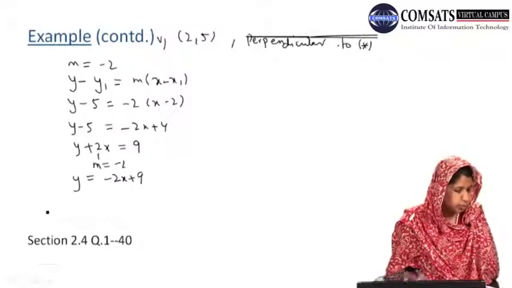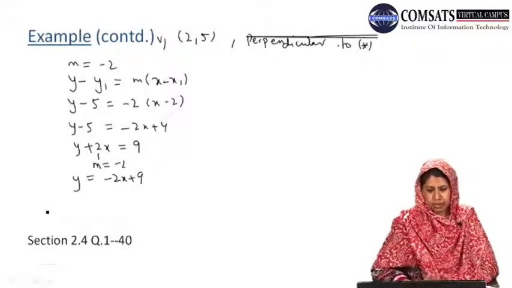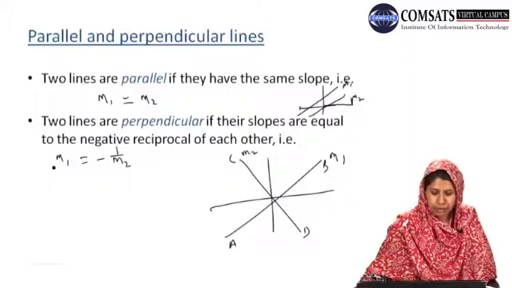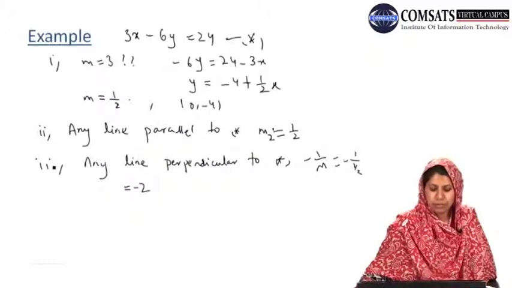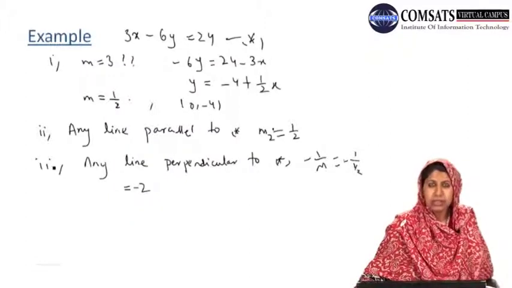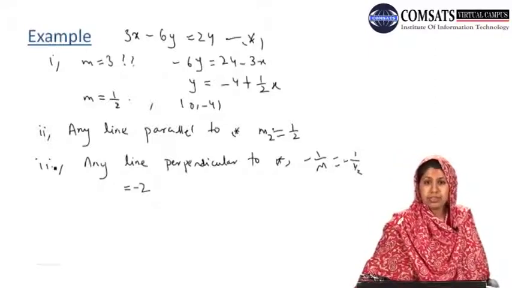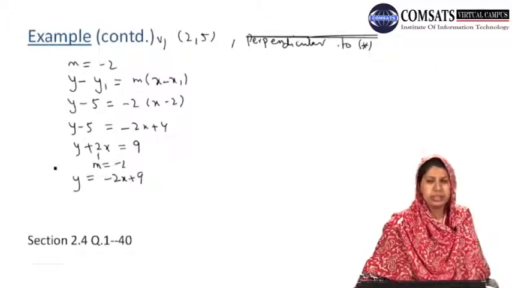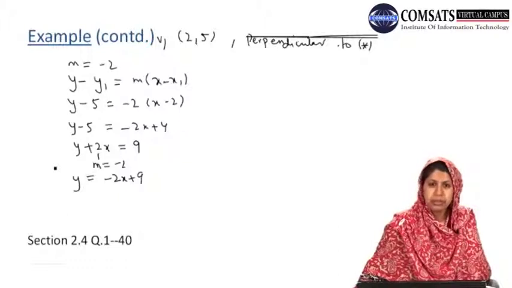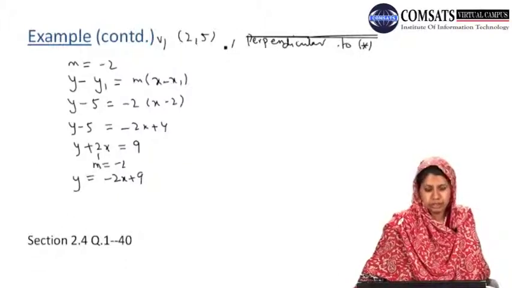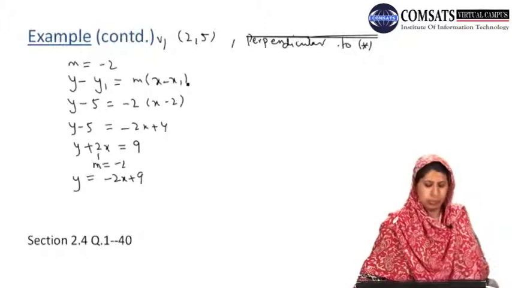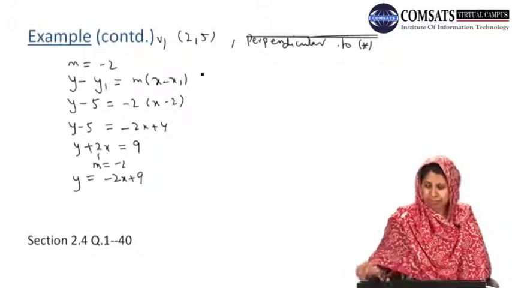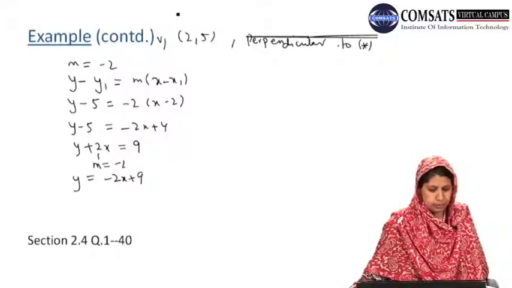Okay, so now what we have done so far: if we are given an equation of a line, we can find the equation of a line parallel to the given line. Also we can find the equation of a line which is perpendicular to the given line by finding the slopes, and we can also find the equation of a line which is perpendicular to the given line and passing through some point by using the one point formula. Then we have some more practice questions from section 2.4, which are questions 1 to 40.